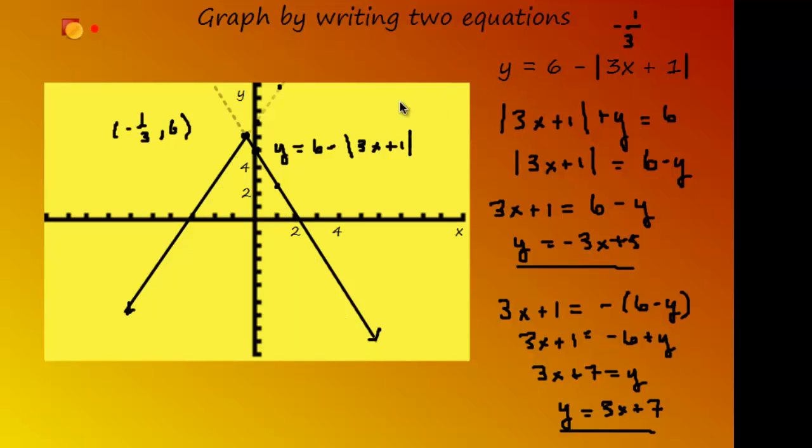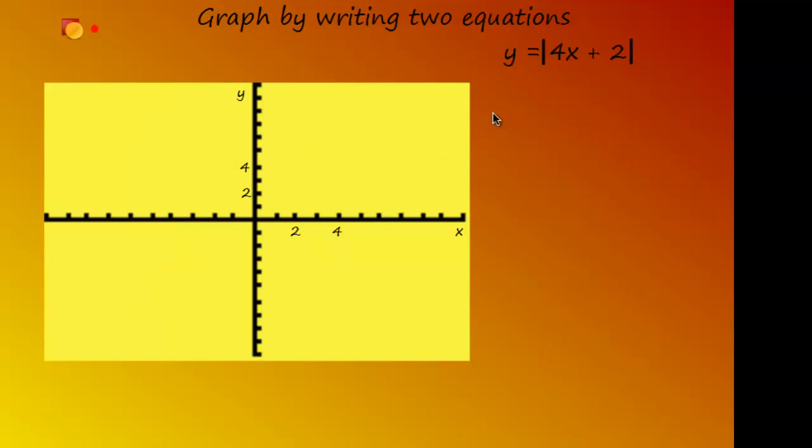All right, so let's do another one. So here I have the equation y equals the absolute value of 4x plus 2. And in this case, the absolute value is already isolated, so I can go ahead and just write my two equations. So I'm going to have 4x plus 2 is equal to y, and 4x plus 2 is equal to the opposite of y.